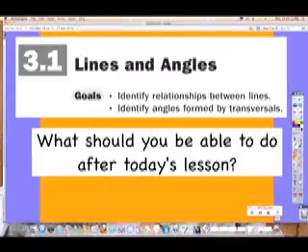Okay, so new chapter, chapter 3, section 1, lines and angles. Guys, we've done a lot of this before. We've talked about some of these key vocab words. So what's the goal? What's the point of today? What should you be able to do after today's lesson?